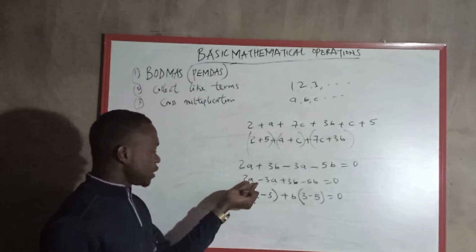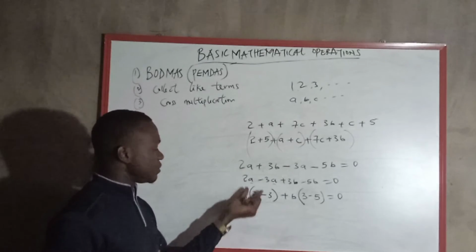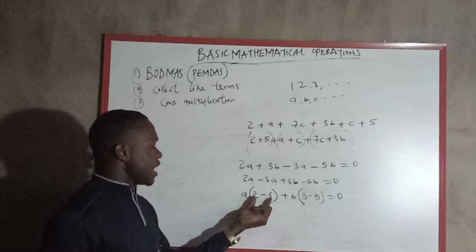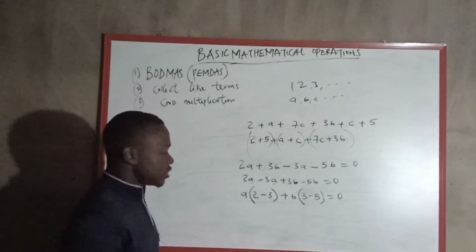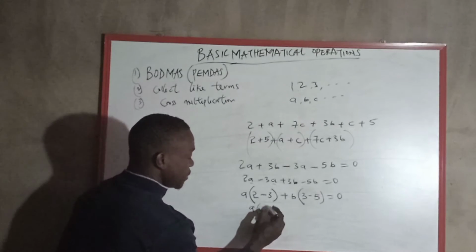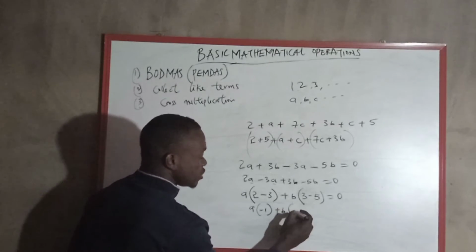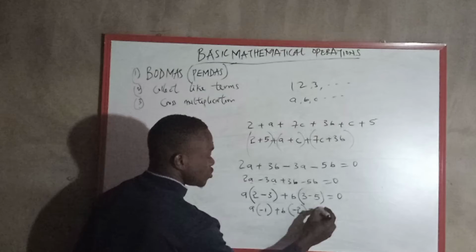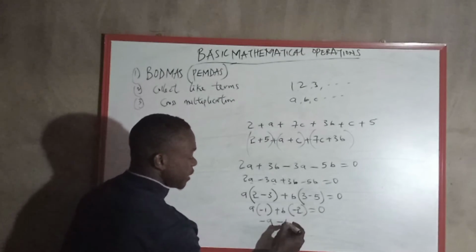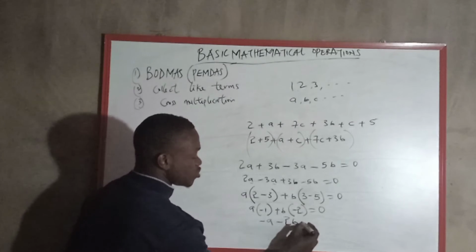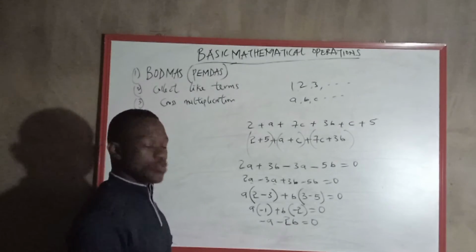So what I just did is I brought out this A as a single term. Then these other alphabets, these other numbers here, I put them in the bracket, the same thing I did to that particular place. So now we can easily subtract the alphabet to give us what? Minus 1 plus B gives us what? Minus 2 is equal to 0. So A times minus 1 will give us what? Minus A. Then minus 2 times B will give us what? Minus 2B is equal to 0. So we have something like that.